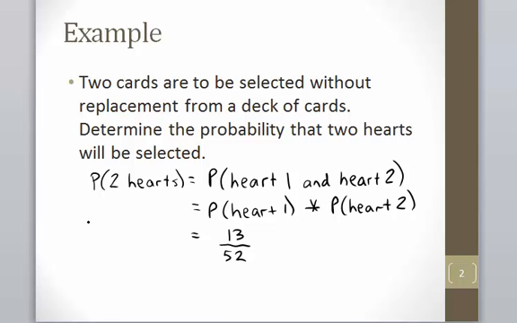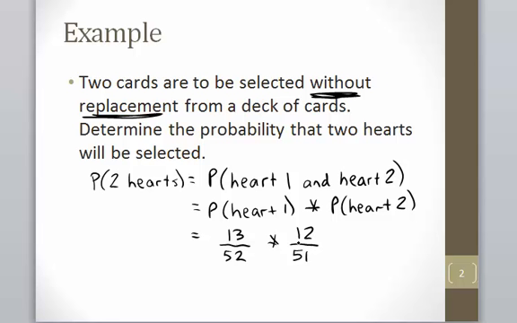Now, notice in the problem we are told that we are doing this experiment without replacement, which means that the heart that we just selected for the first card is not replaced in the deck of cards. In other words, we're holding that heart out. So when we look at our probability for the second event, how many hearts remain in the deck? If I'm holding the first heart out, there are only 12 remaining. And how many cards altogether? If I have 1 card that I'm holding out, then the other 51 cards remain in the deck. And so we're multiplying 13 over 52 times 12 over 51.